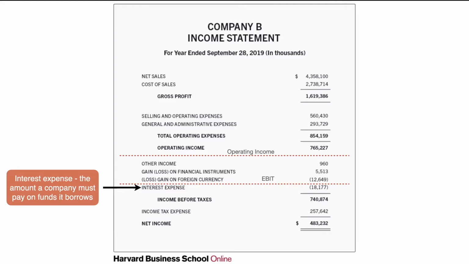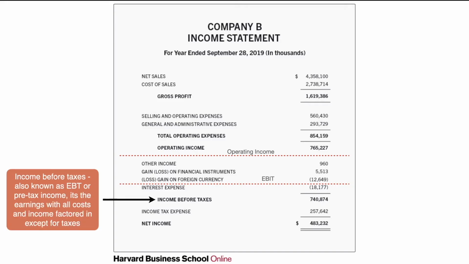This is the amount of money a company must pay on funds that it borrows. Just like you or your parents might be paying interest on a mortgage or a car loan, businesses must also pay interest on loans that they take out to fund their company. Next, we have income before taxes. This is also known as EBT, or pre-tax income. They all mean the same thing.